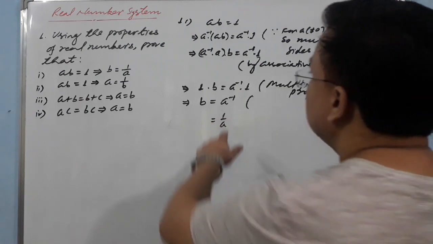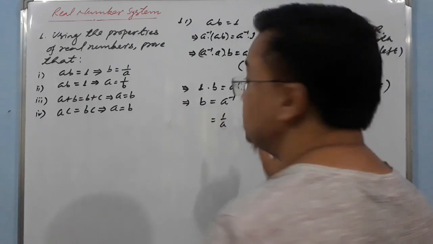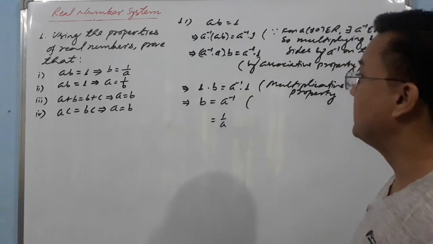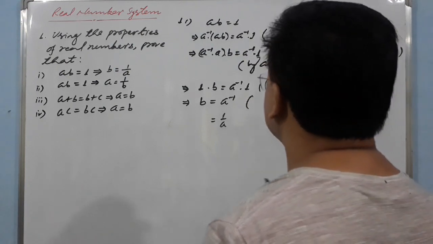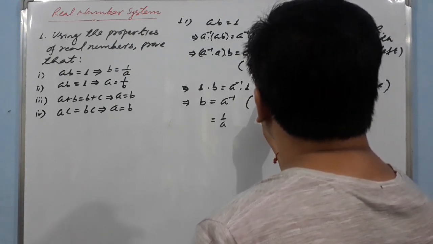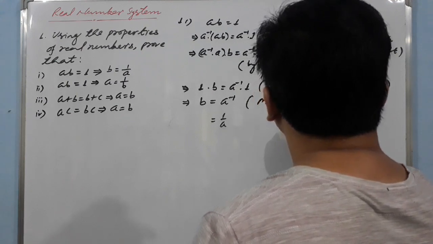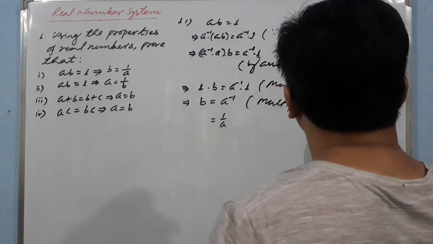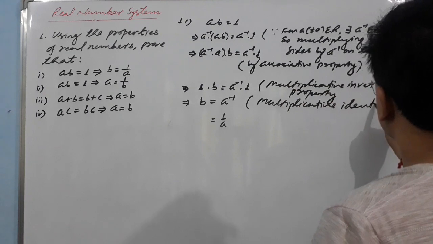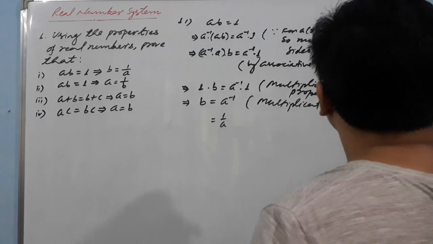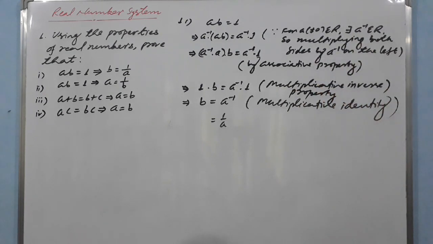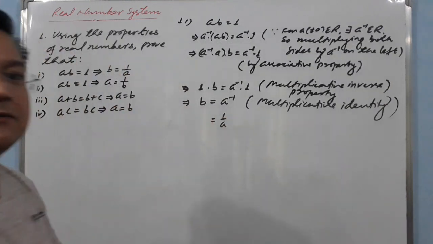And here, how can I write down this one? Which property have you applied? If you have a question, now I'm going to clear it. So here, multiplicative identity. Multiplicative identity property, right? So what is the multiplicative identity?